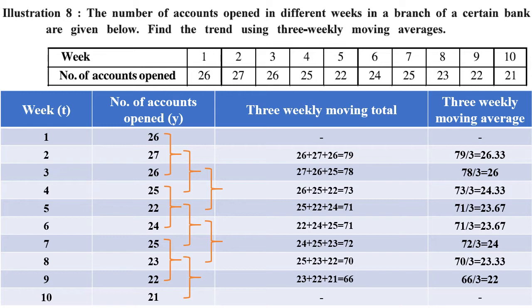Now as you can see here, we have got a trend. You can see that for the second week the trend value is 26.33. For the third week the trend value is 26. For the fourth week it is 24.33 and so on. So this depicts a trend.